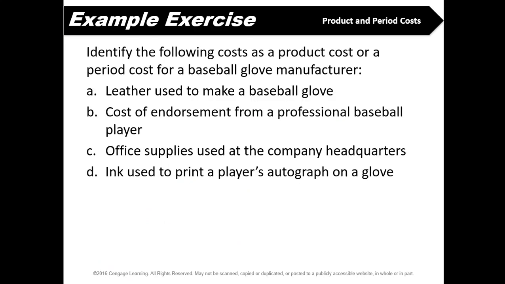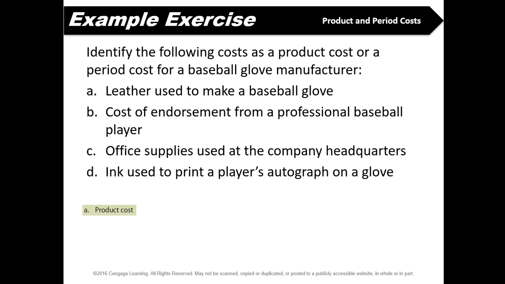All right, so product cost or period cost. Back to our baseball glove manufacturer. The leather used to make the baseball glove. We already said it's direct materials. So is direct material a product or period cost? Direct materials, that's our product cost.